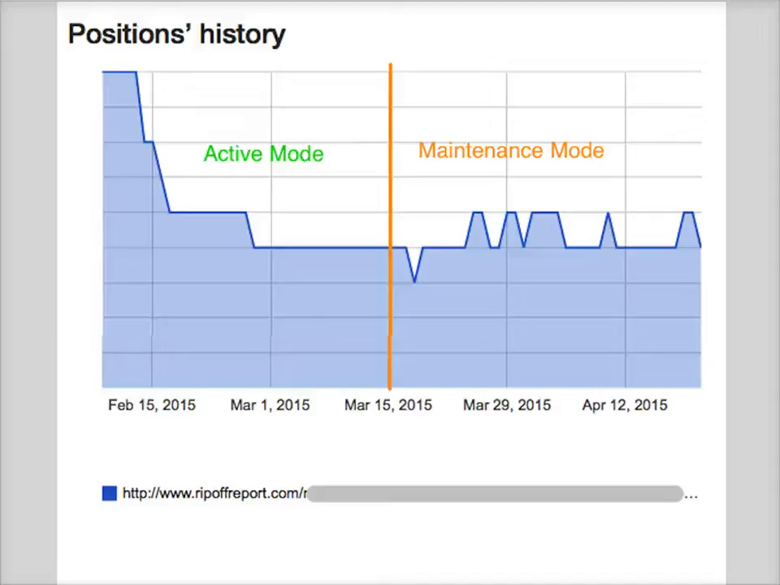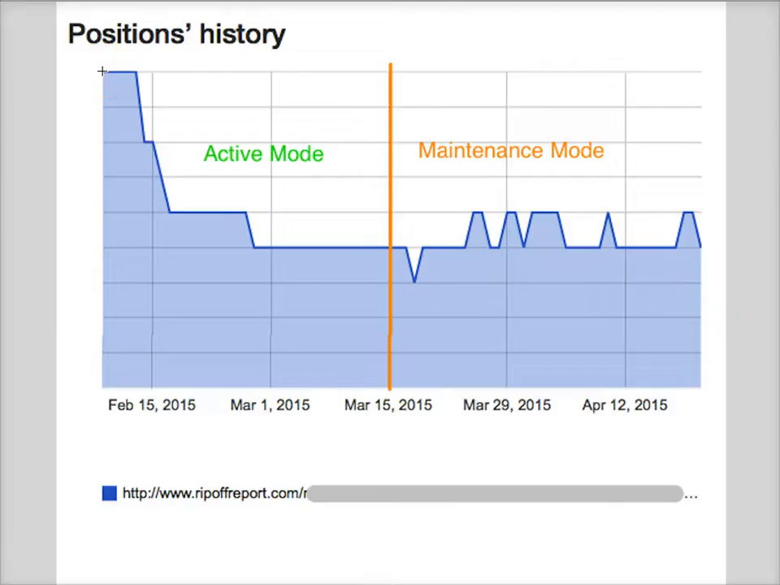This demonstration simply explains what happens when a case is converted from active mode to maintenance mode before the case is complete. This particular case was a problem with Ripoff Report, and the anticipated completion date was sometime around April 20th, so sometime around here. And if you look, you can see the trajectory.